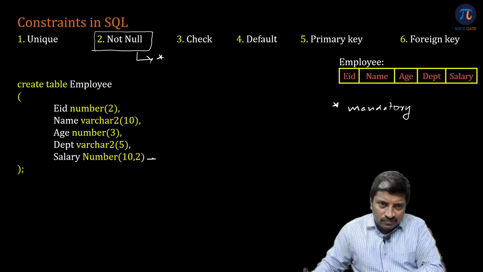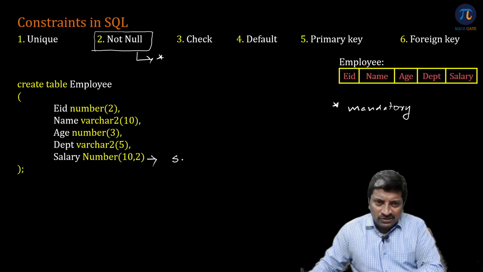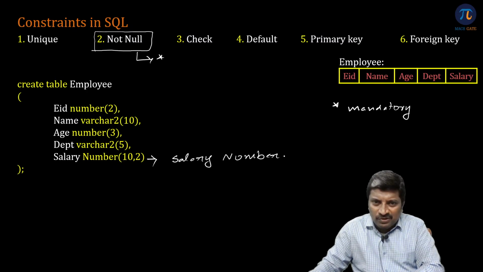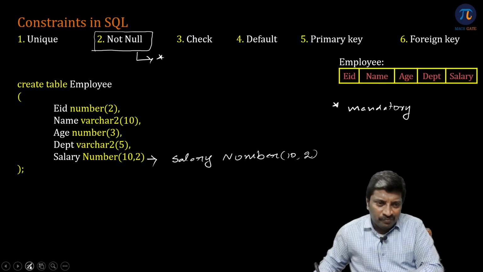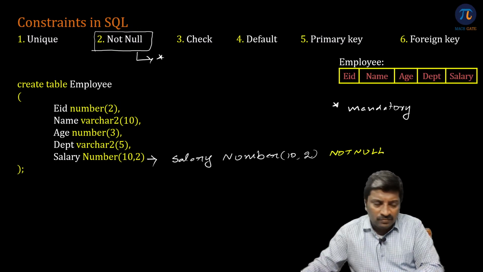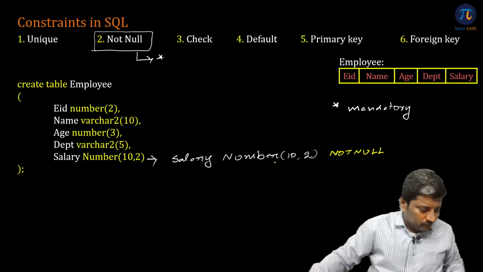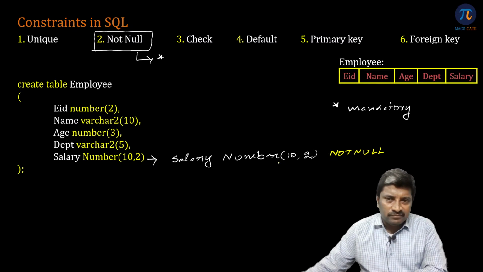Suppose this one I want to make it as not null. Then the same, salary number of 10,2. At the end, I specify not null. At the end, we specify not null. Clear, sir?